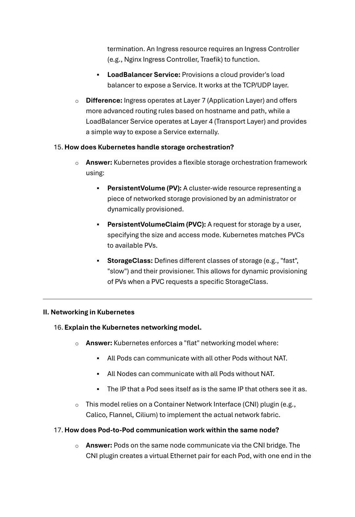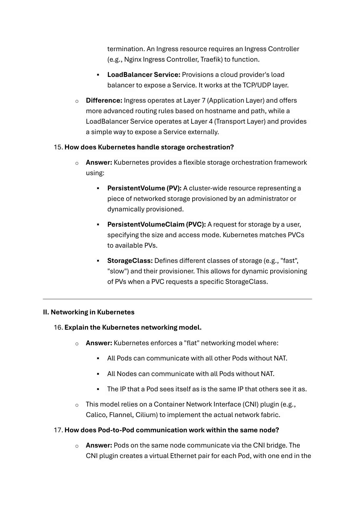Kubernetes matches PVCs to available PVs. A StorageClass defines different classes of storage, for example fast, slow, and their provisioner. This allows for dynamic provisioning of PVs when a PVC requests a specific storage class.